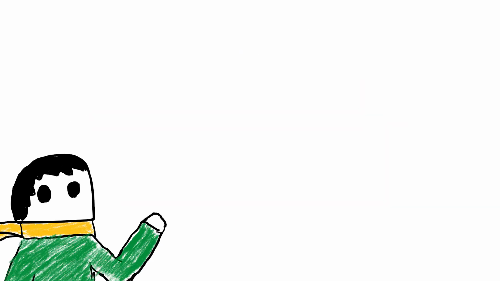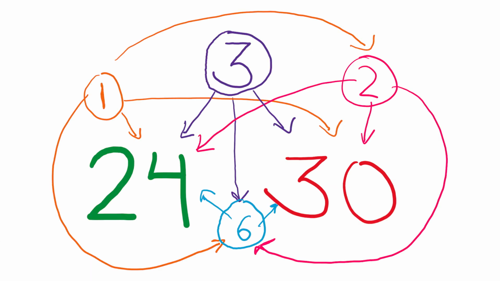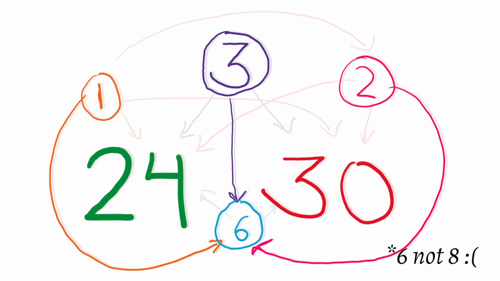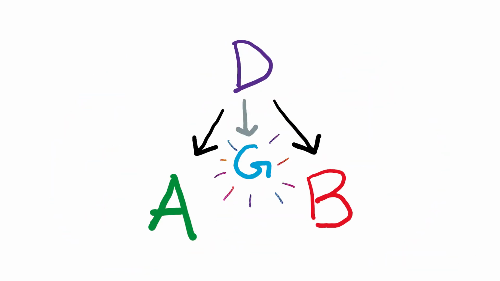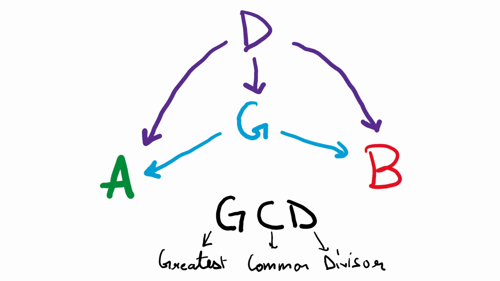Weird. Anyway, if we start with two numbers, say 24 and 30, then any number that divides both of them will shoot arrows into both of them. This number is called a common divisor. All common divisors of 24 and 30 you will see also divide 6. In general, if you pick a common divisor D of A and B, then D would divide this special number G. I know that you know what G is. Yeah, it's the greatest common divisor. So any divisor of A and B is also the divisor of G, the GCD.